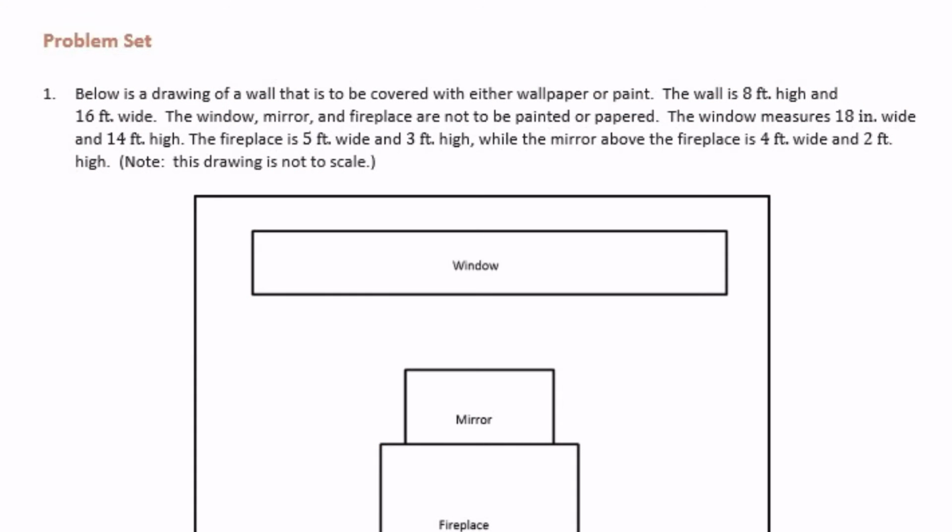6th grade, Module 5, Lesson 6 problem set. Number 1. Below is a drawing of a wall that is to be covered with either wallpaper or paint. The wall is 8 feet high and 16 feet wide.